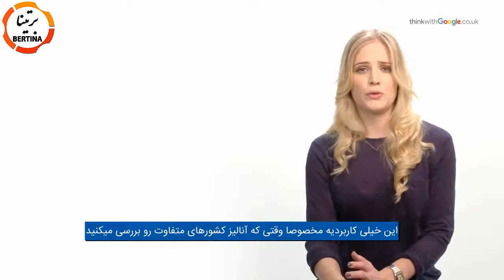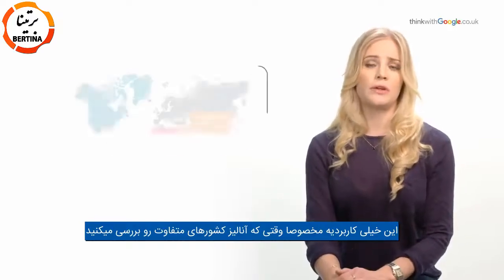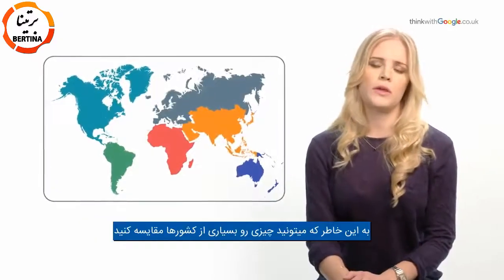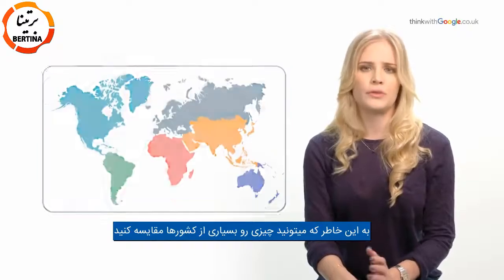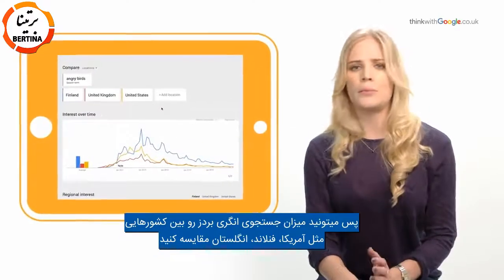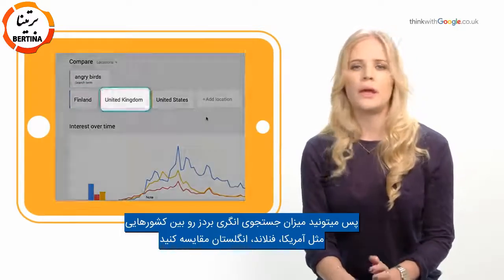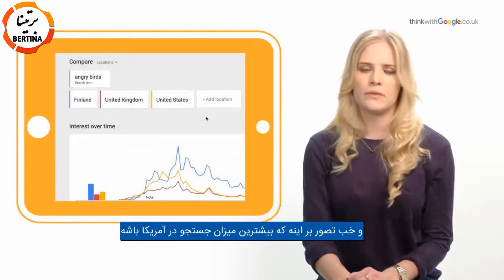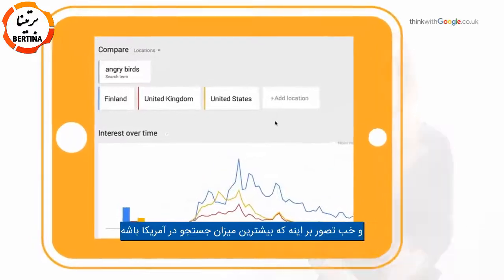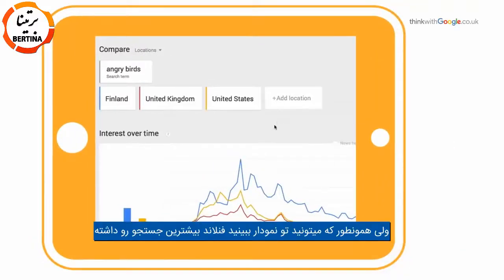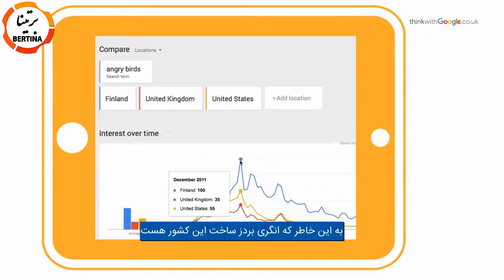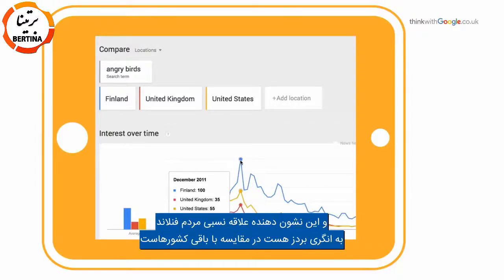This is also super useful when you look at analysis of different countries, for instance, because it means that you can compare something across a multitude of countries. Say you're looking at Angry Birds between the US and Finland and the UK, and in absolute terms, obviously, the searches will be highest in the US. But actually, as you can see from the graph, it's the highest in Finland, because that's where Angry Birds is from. And this is obviously the relative interest in Finland of Angry Birds as opposed to the other countries.